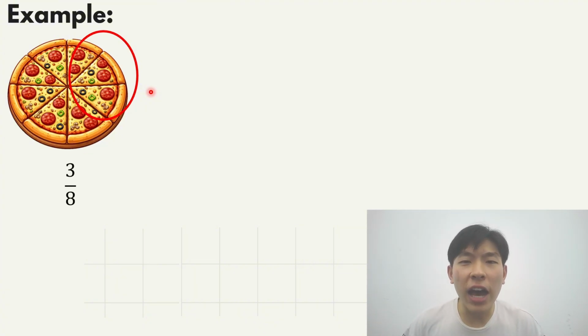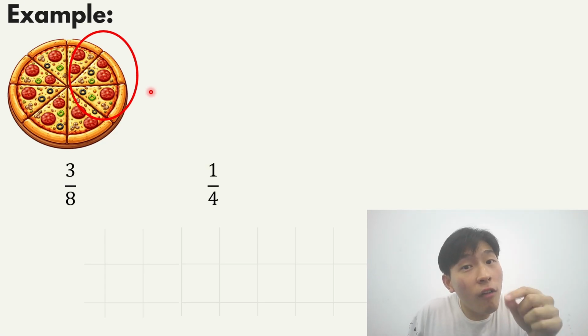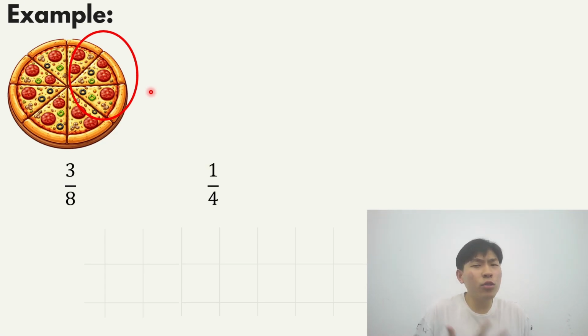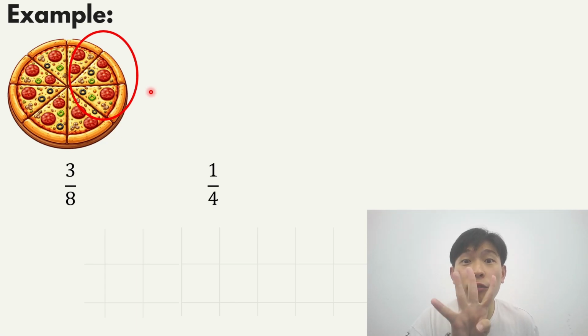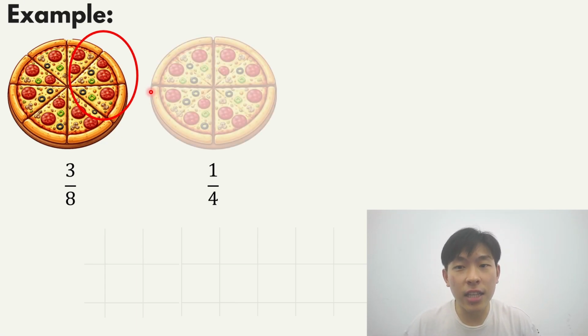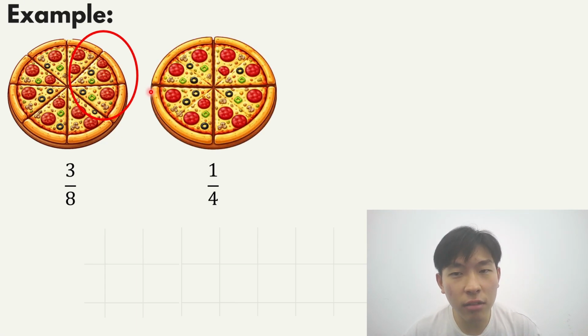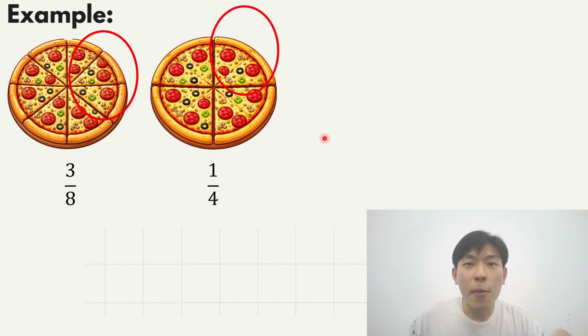Perfect. Now what if I say I want 1 out of 4 of a pizza? Now how should I draw it? Now, I should split a pizza into how many slices? Very good. I should split into 4 slices. Then I said I want 1 slice. I should circle how many slices? 1 slice. I should circle like this. Okay? Perfect. So this is what we mean by fractions.